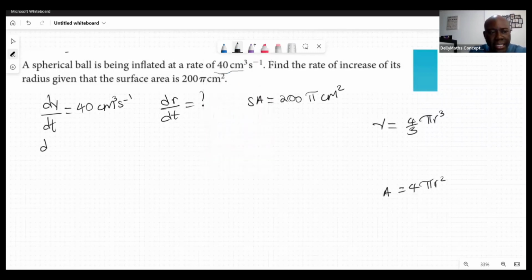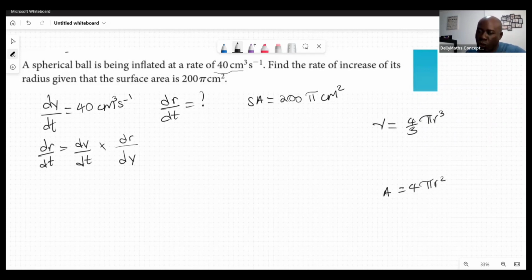I need dr dt. They gave me dv dt. Now I have already had that t at the bottom. So I need to cancel dv here. Let me fix that. I need a dv at the bottom, and I need a dr at the top. Now, let us first differentiate these, all right?